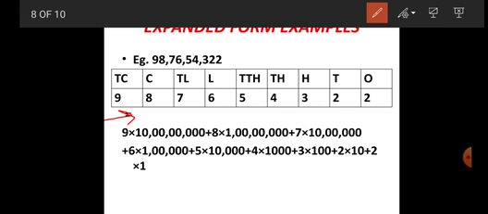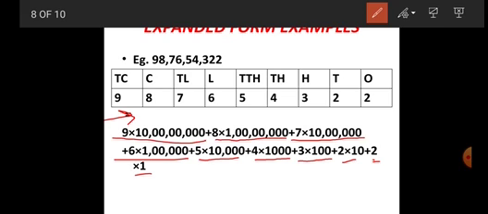9 is in 10 crore place, so 9 multiplied by 10 crore, plus 8 in crore place, 8 multiplied by 1 crore, plus 7 is in 10 lakh place, 7 multiplied by 10 lakh. 6 is in lakh place, plus 6 multiplied by 1 lakh. 5 is in 10,000 place, so plus 5 multiplied by 10,000. 4 is in 1000 place, 4 multiplied by 1000. 3 is in 100 place, 3 multiplied by 100. 2 is in tens place, 2 multiplied by 10, plus 2 is in ones place, so 2 multiplied by 1.